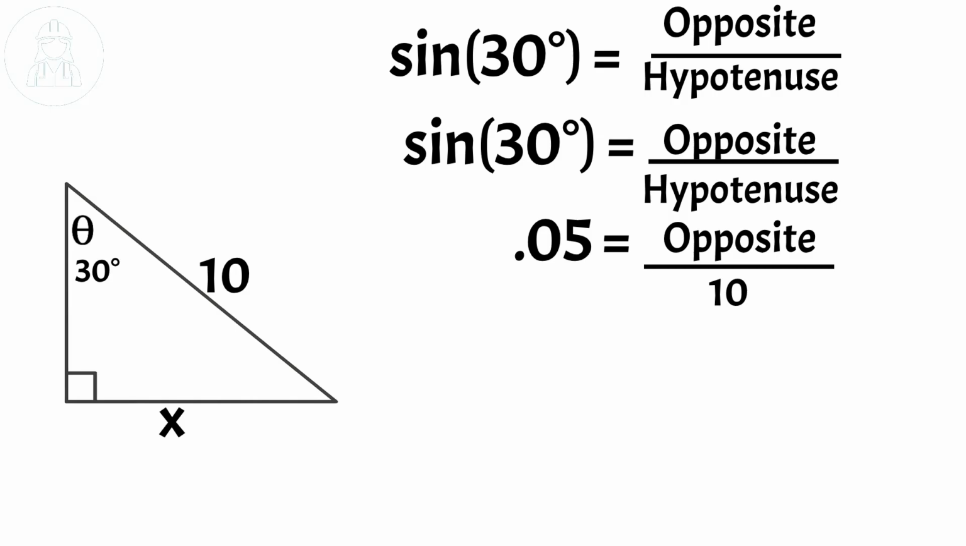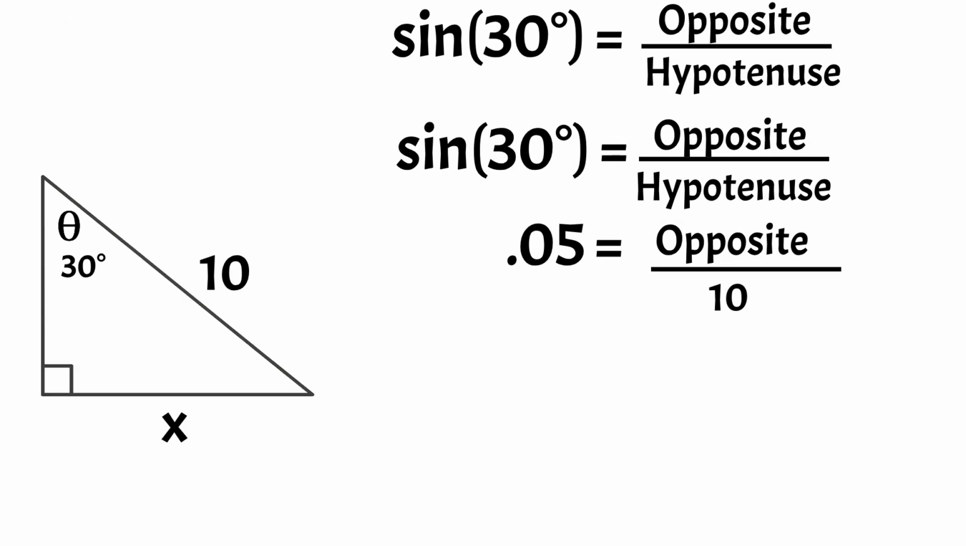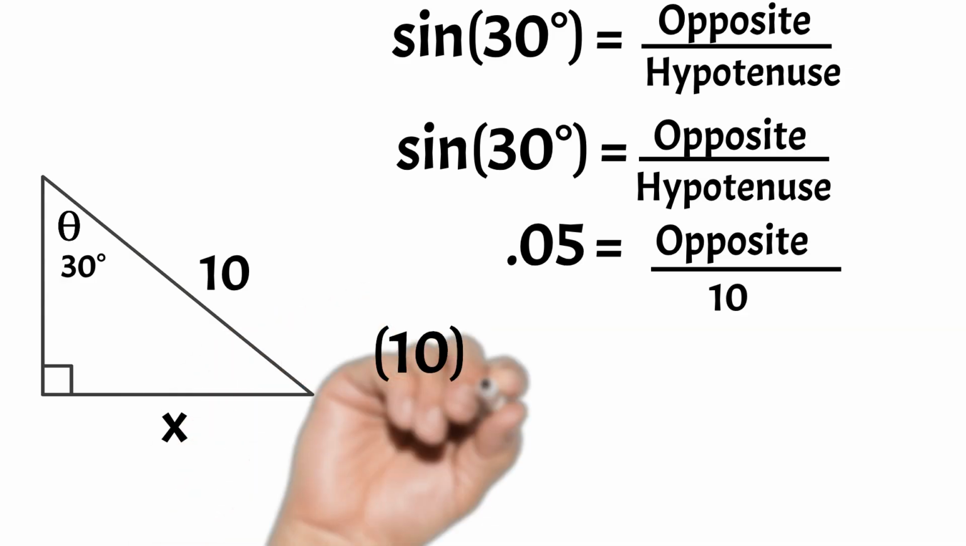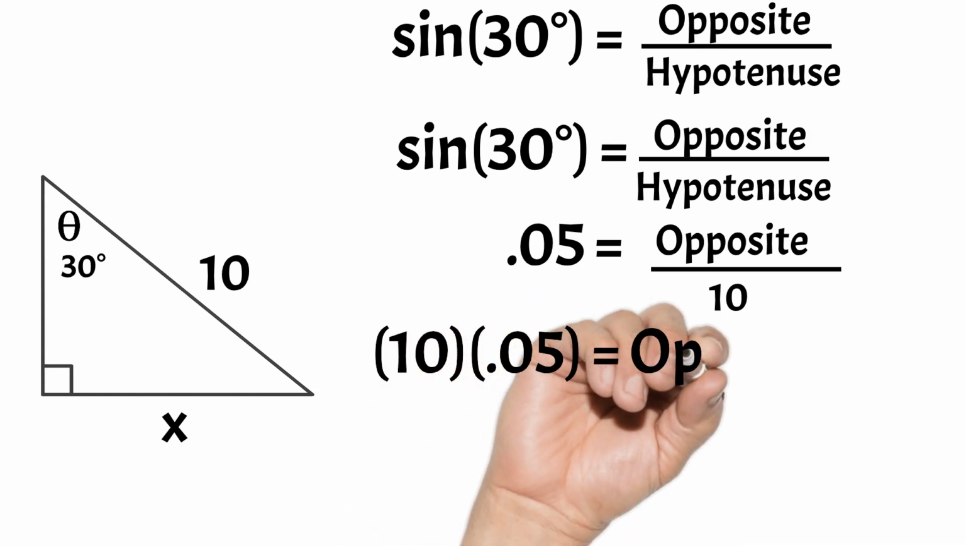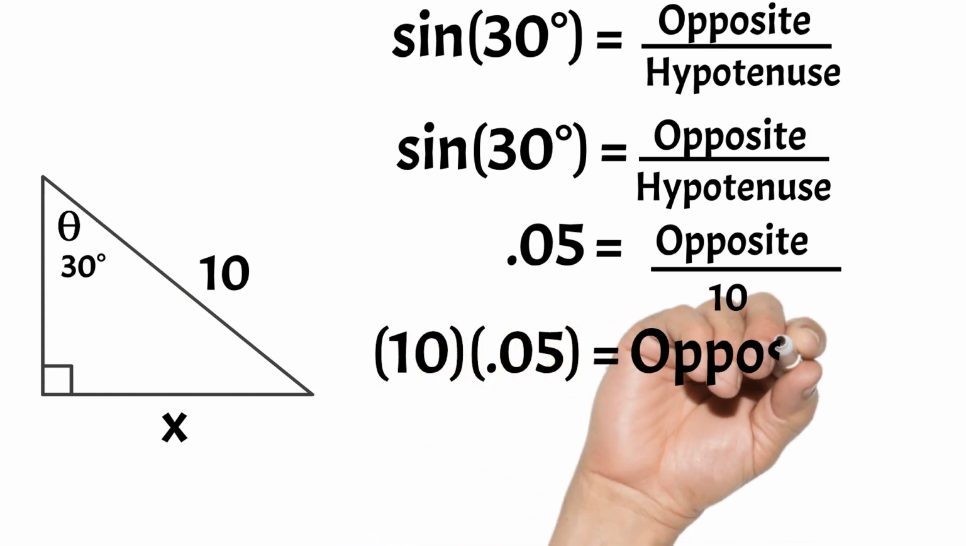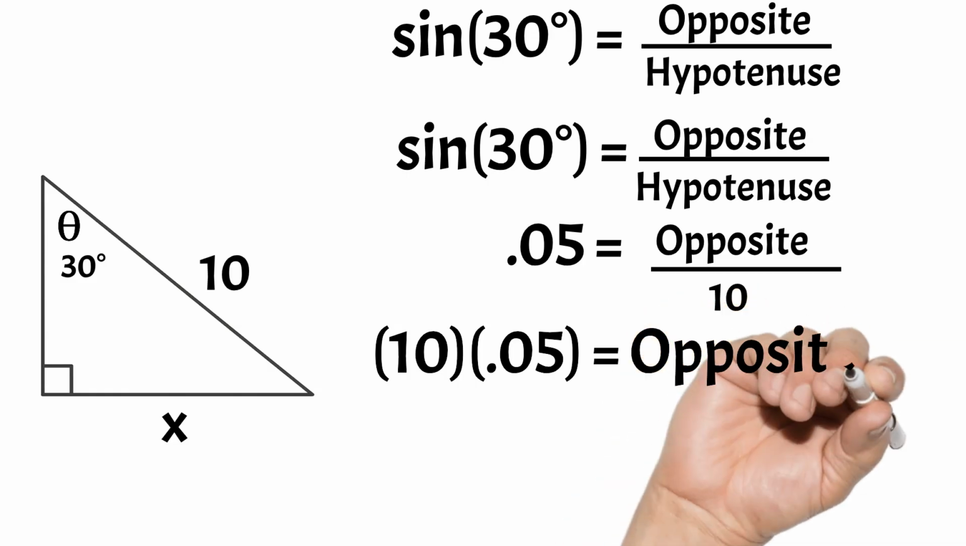And if we want to isolate it, we have to use our algebra to remove the 10. And to move it, we have to perform the opposite operation. Because the opposite side is being divided by 10, we must multiply by 10. And whenever we do something to one side, we have to do the same thing to the other. Meaning we're going to need to multiply the left side by 10 as well.